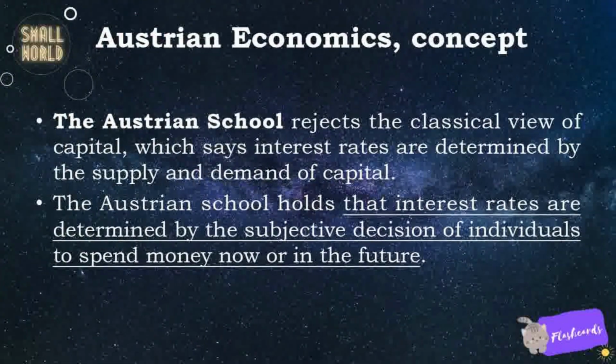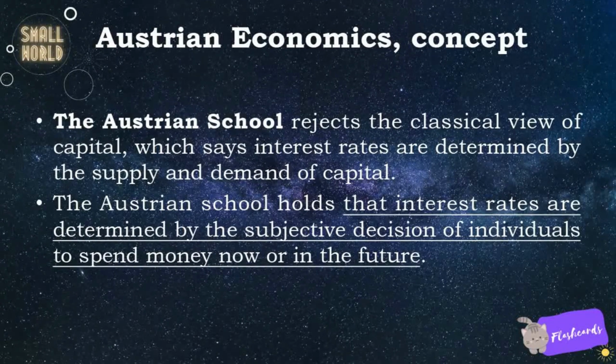Austrian economics, concept. The Austrian school rejects the classical view of capital, which says interest rates are determined by the supply and demand of capital. The Austrian school holds that interest rates are determined by the subjective decision of individuals to spend money now or in the future.